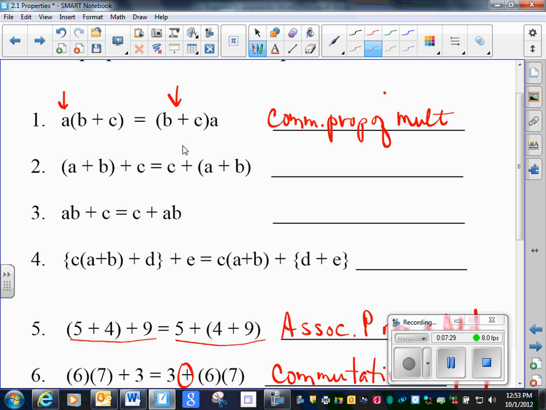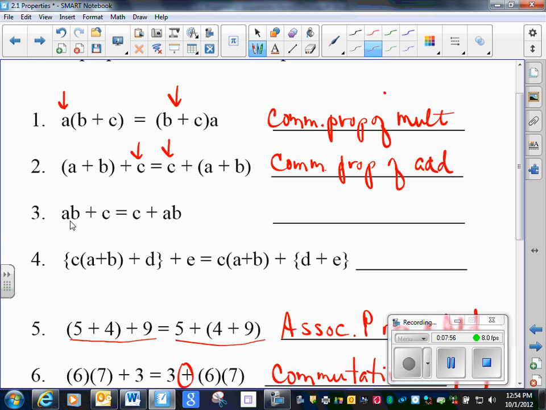The second one, did the order change or did the grouping change? Don't be tricked on this one. Even though there's parentheses, grouping symbols, what they grouped did not change. The order changed. C comes first on this side and second on this side. This is the commutative property, but it's of addition.